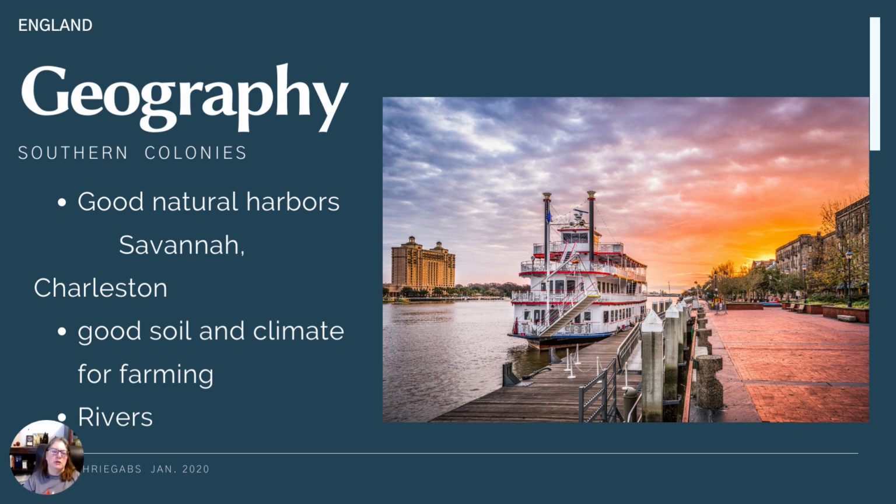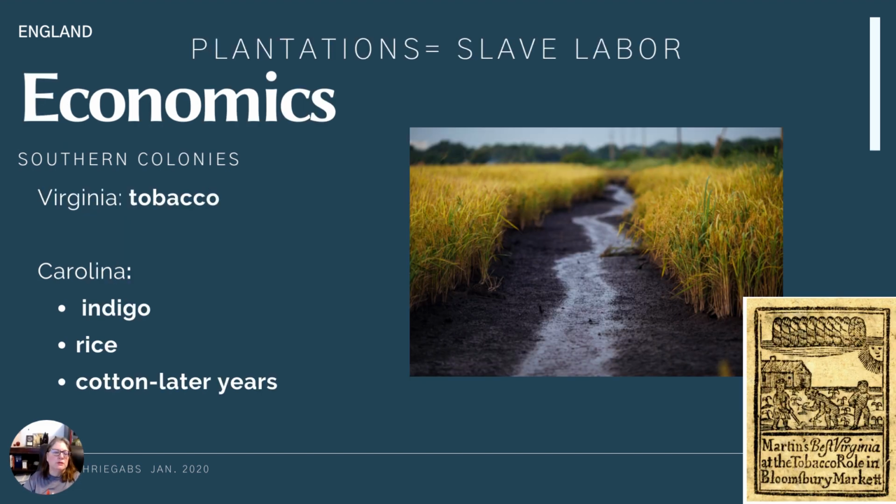So what's so great about the southern colonies? This picture is Savannah, by the way, a beautiful Savannah in the riverfront. Great natural harbors, as you see here. Charleston and Savannah, both huge cities, still big shipping cities. Great soil, nice climate, lots of rain, perfect for farming. Rivers. And rivers were important for transportation because you don't have trains, you don't have trucks. Yes, you have wagons, but wagons break down and you don't really have roads that are maintained yet. So the quickest and easiest way to move things is on a river. Right. And so how does the South make their money? Through plantations, through crops, through farming. But these are big business farms.